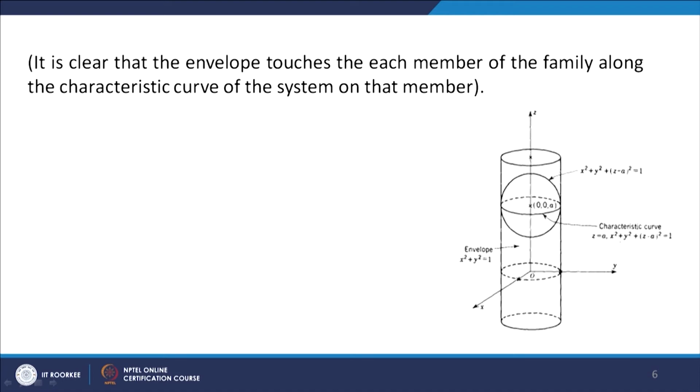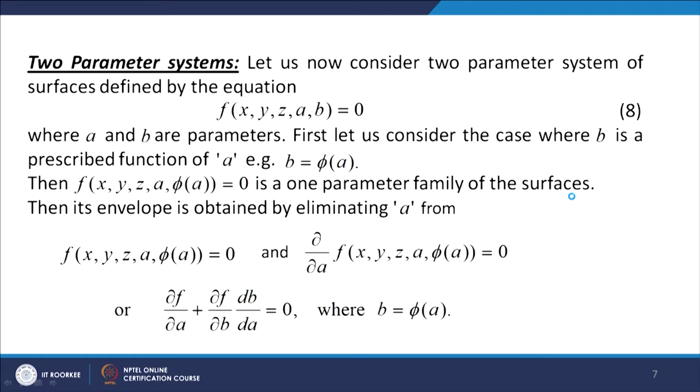It is clear that the envelope x square plus y square equal to 1 touches each member of the family. Let us consider this member, x square plus y square plus (z minus a) whole square equal to 1. Let us fix the value of a, so that a member is fixed. So, this member is a member of the family of spheres with unit radius and having their centers on the z axis. So, this is one particular member. The envelope touches the member of this family along the characteristic curve, you can see here. So, the envelope touches each member of the family along the characteristic curve of the system on that member. Now, let us consider two parameter systems.